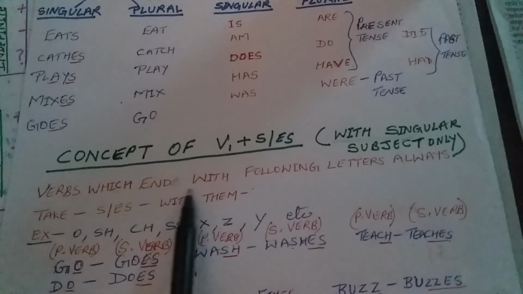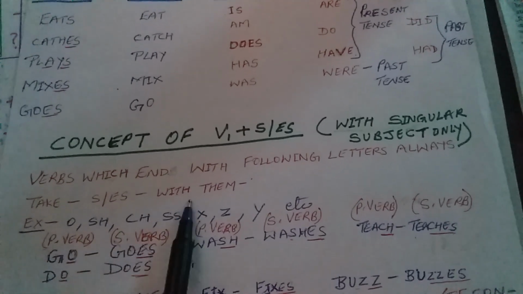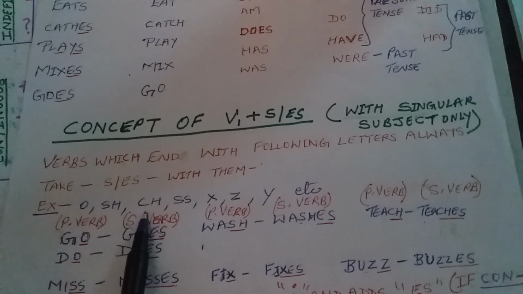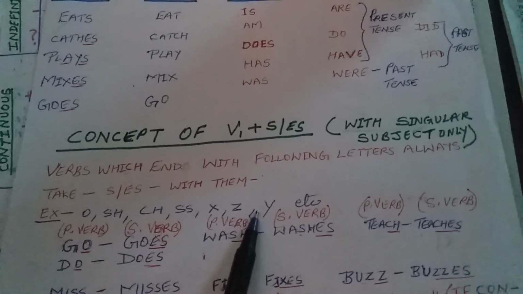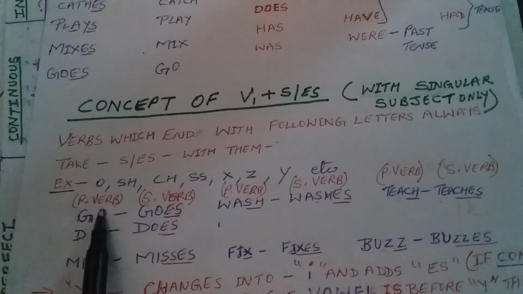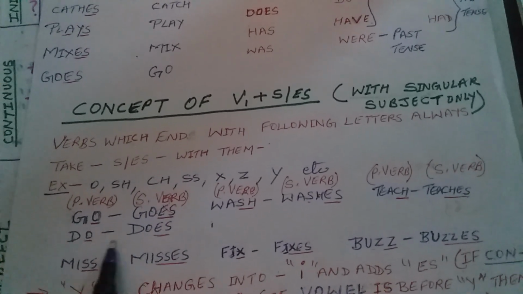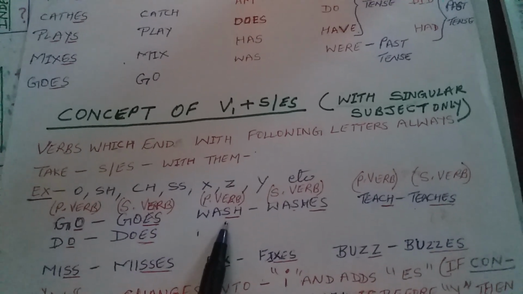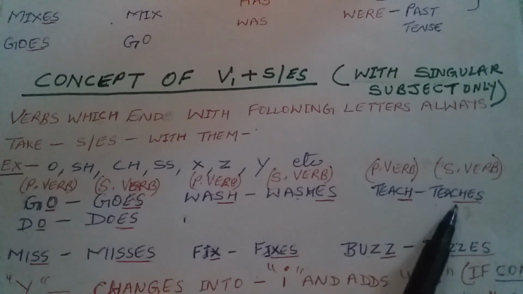Now there is one more rule that you should know: the verbs which end with the following letters always take s or es with them. For example, the verb which ends with o, sh, ch, double s, x, z, they take only es. For example, the verb which ends with o, like go, when we use it with singular subject it becomes goes. Do, it becomes does. Next example for sh, suppose wash, if we are using it with singular it becomes washes. Then with ch ending, teach, it becomes teaches.